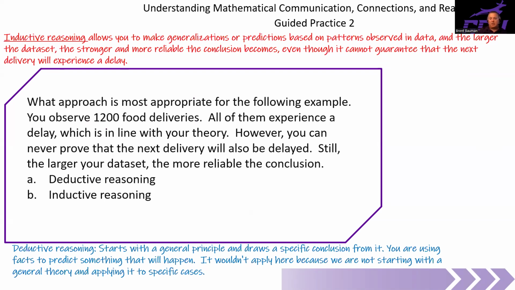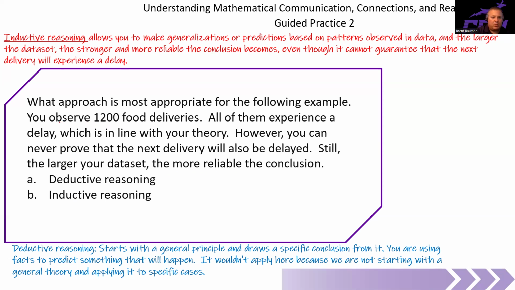Deductive reasoning wouldn't apply here because we're not starting with a general theory or applying it to a specific case. So let's talk about why it doesn't work here and why this one does use inductive reasoning. What approach is the most appropriate for the following example? You observed 1,200 food deliveries. All of them experienced delay, which is in line with your theory. However, you can never prove the next delivery will also be delayed. Still, the larger the data set, the more reliable the conclusion.